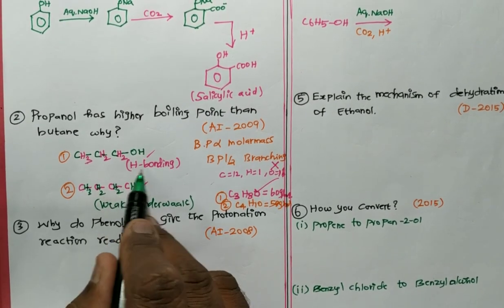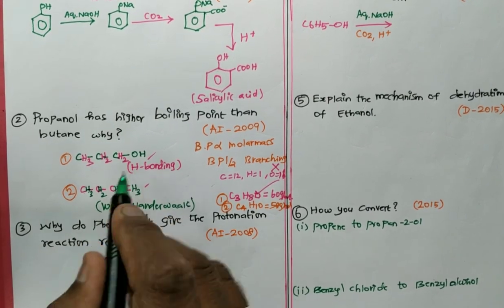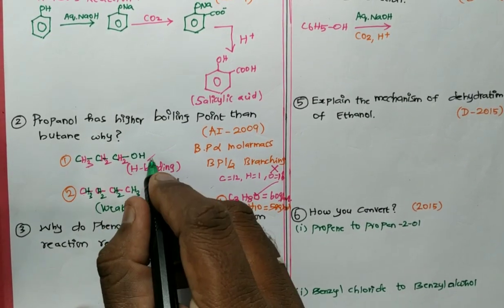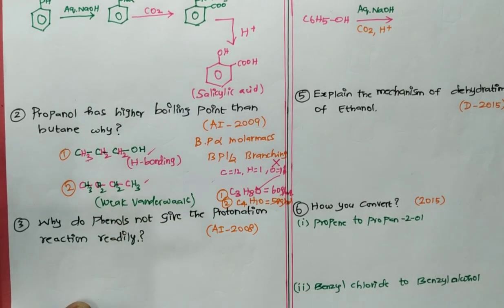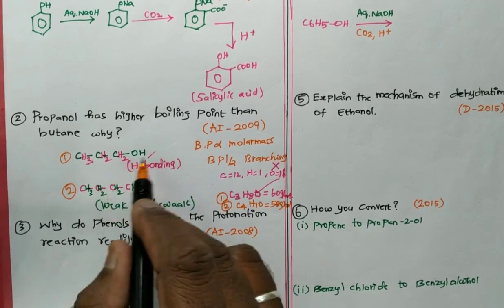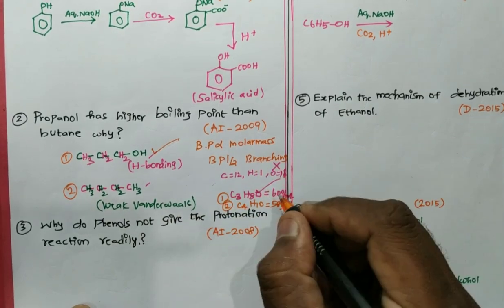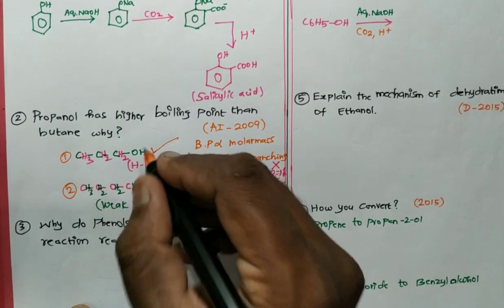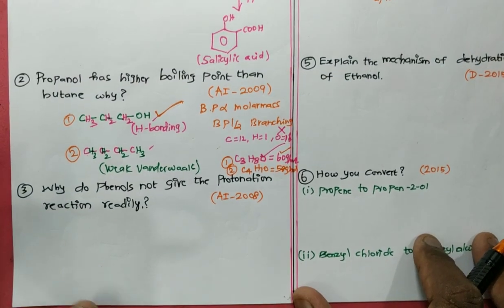Hydrogen bonding is very strong when compared to weak van der Waals forces, because if one more alcohol group is there, that hydrogen and oxygen will have an interaction. It forms a very strong bond. That is why it has a higher boiling point. The boiling point according to molar mass is high, and hydrogen bonding is also strong, so it has a higher boiling point than butane.